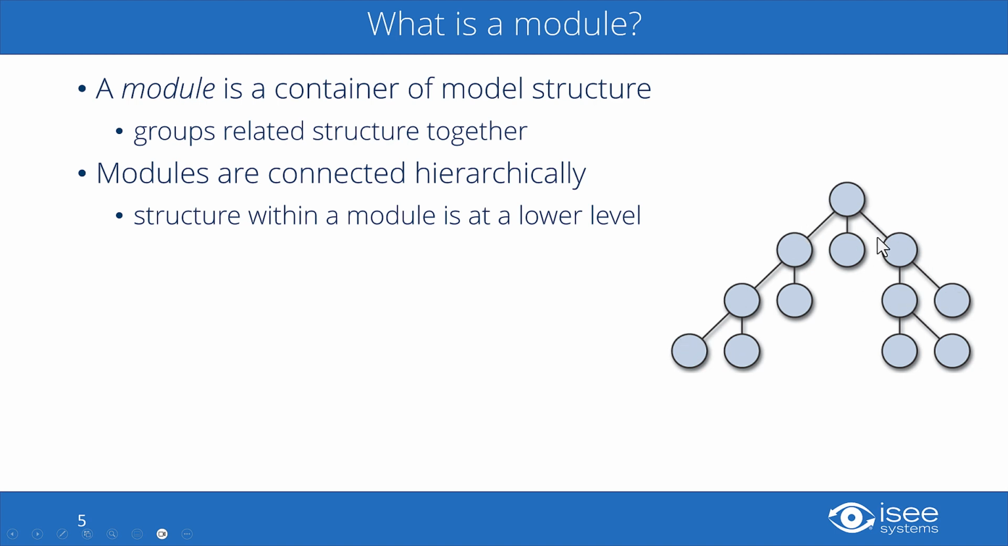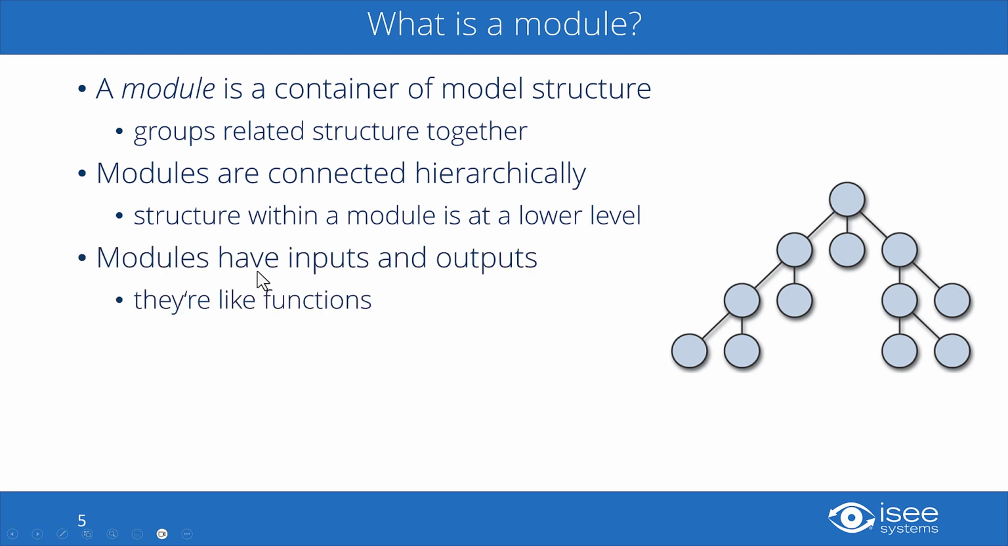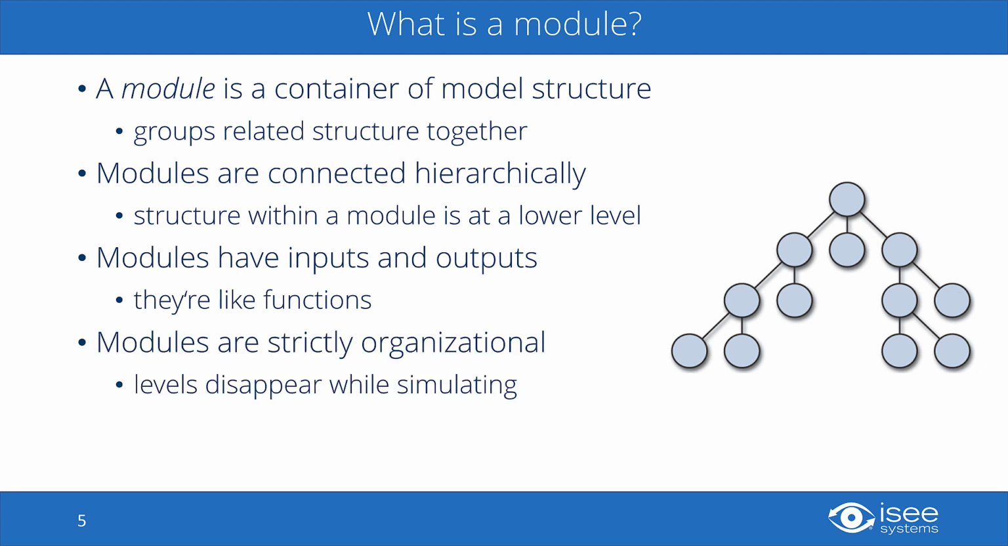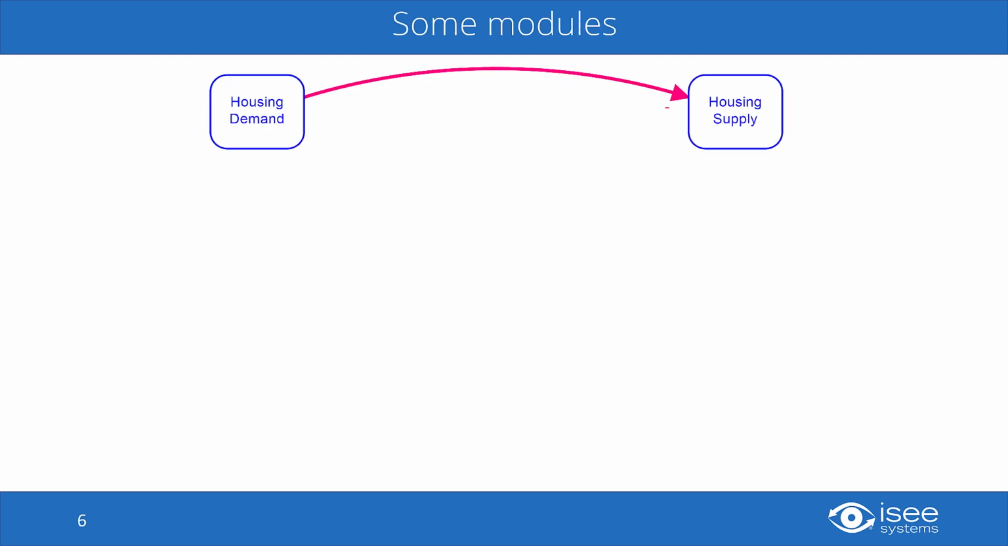We can have structure at any level, but I tend to keep all modules at a certain level, and then I'll structure at other levels. Sometimes you might have some utility modules at that lower level that don't do a lot but help. They have inputs and outputs just like your built-in functions. Well, a built-in function has inputs and 1 output, but they have inputs and outputs. And they are organizational only. They help you organize your work so you can explain it to people. There are no levels that exist while the model's running. Doesn't impact at all.